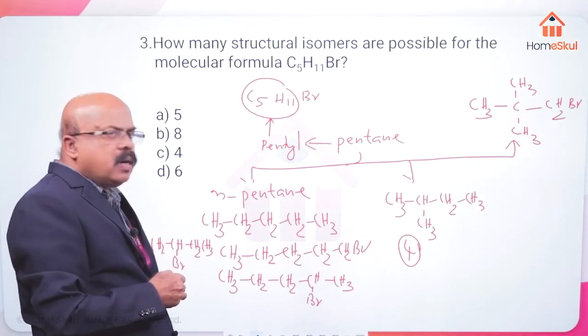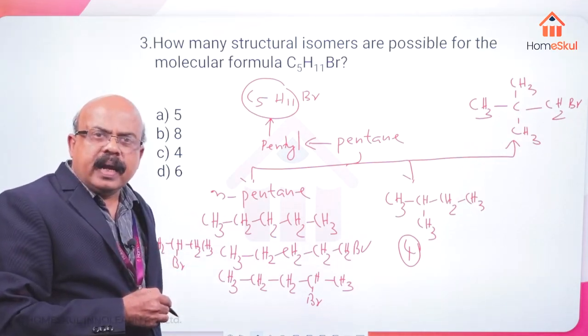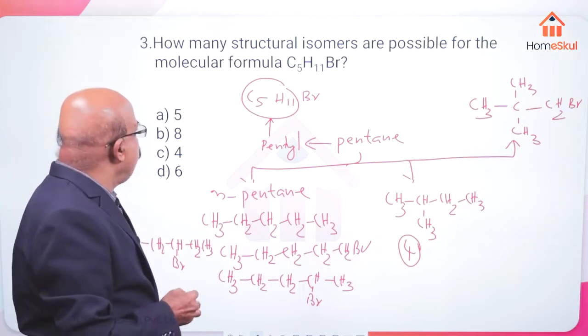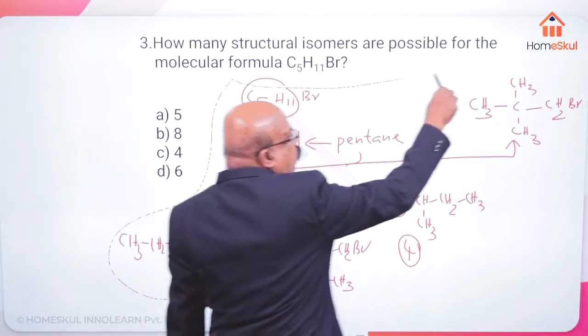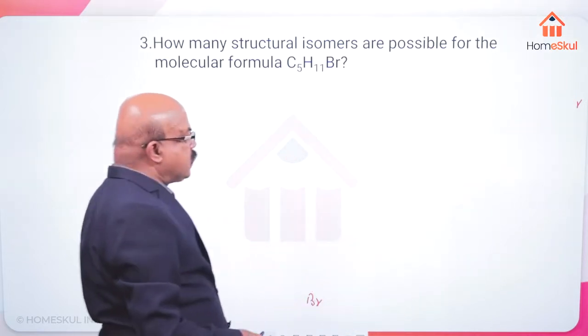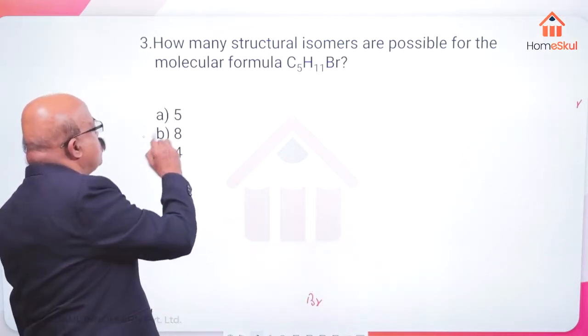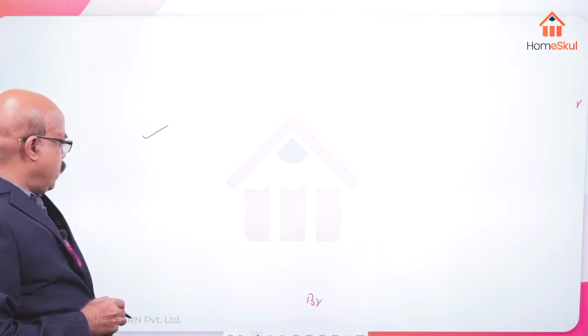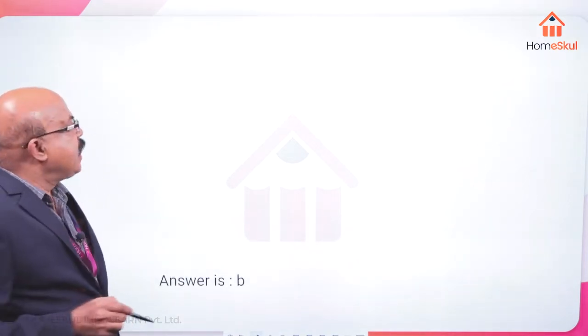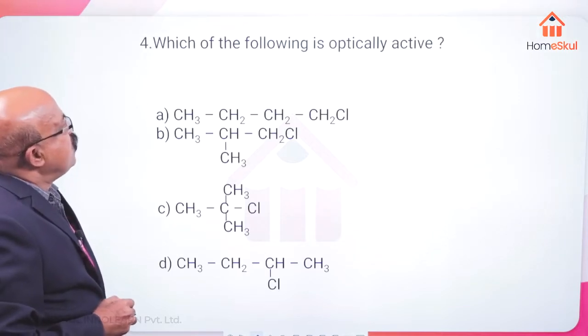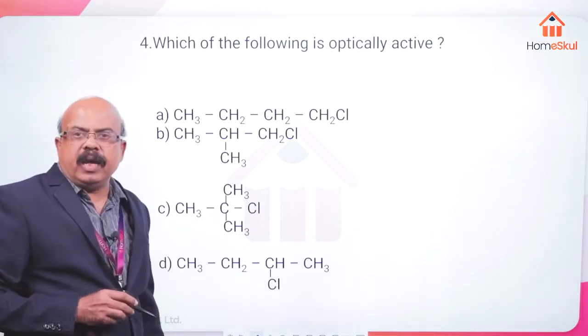So number of mono derivatives from normal pentane is 3, from isopentane is 4, and from neopentane is 1. So total number of structural isomers possible is 3 plus 4 plus 1, that is 8 structural isomers can be formed. So this is your answer, option B. Okay. Next is, which of the following is optically active?